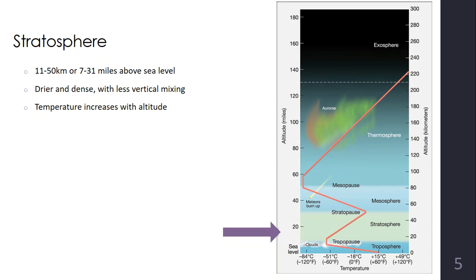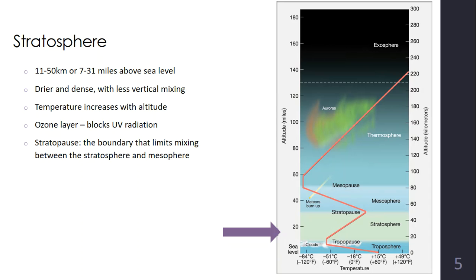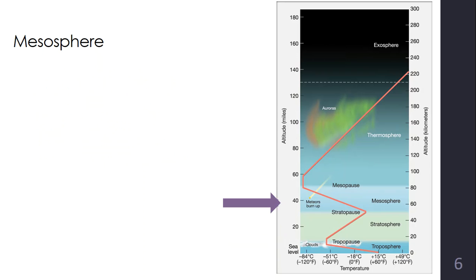Although it would still feel colder because there's not a lot of molecules up there to hang on to that heat. In the stratosphere, we have the ozone layer, which is very, very important. The ozone layer for us blocks a lot of harmful UV radiation. It is another thing that allows us to have a happy existence here on planet Earth. And the stratopause, like the tropopause, is the boundary that limits mixing between the stratosphere and the mesosphere, which is the next layer. The mesosphere, right, goes from 31 to 50 miles above sea level, or 50 to about 80 kilometers.